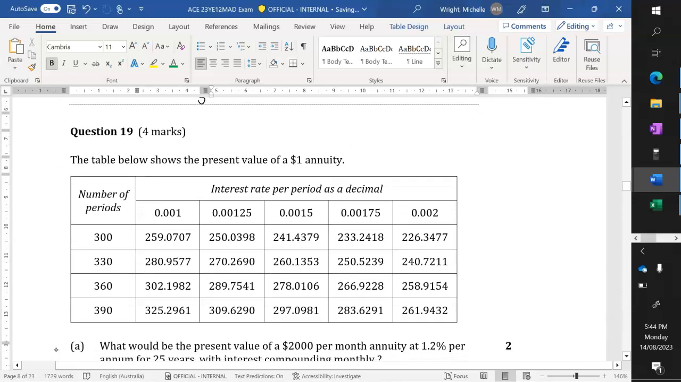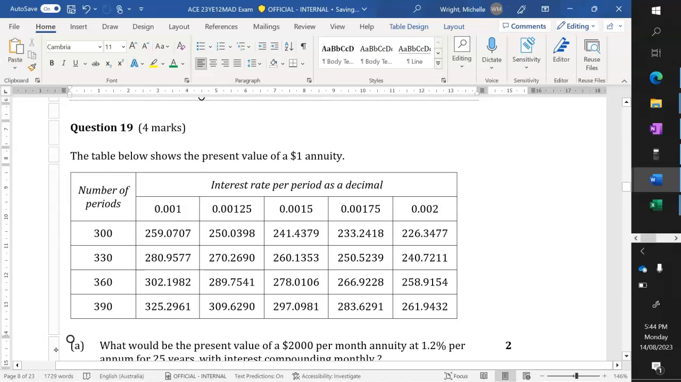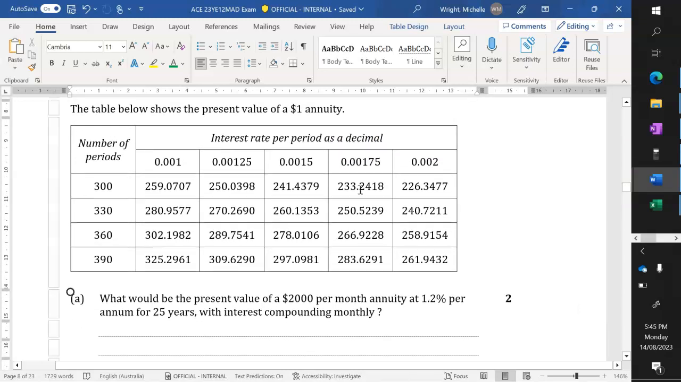Alright, this one, I think people were looking at being a little bit harder than what this question was, number 19. The table below represents the present value of an annuity. We've got the number of periods at the side, and the interest rate per period as a decimal, so you need to use the table to make it a lot easier. What would be the present value of a $2,000 per month annuity at 1.2% per annum for 25 years compounding monthly? So there's a lot going on there.